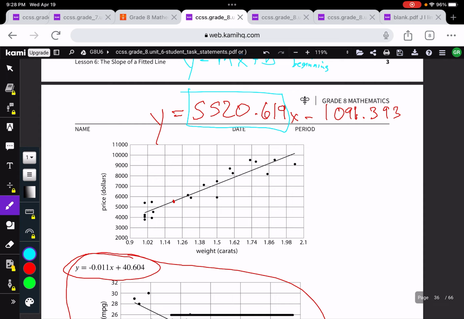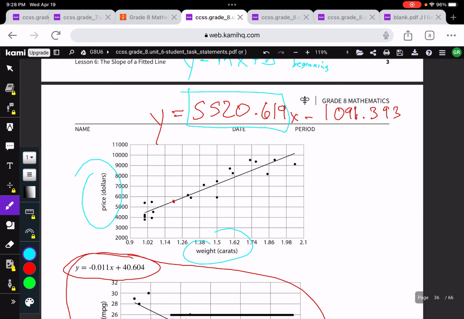So, guess what? What is the slope? 5520. There it is. That's the easy part. Well, kind of, sort of, once you remember that the number that's attached to the x is the slope. And the slope gives us a rate. It's a rate of change. It's a unit rate. It's something per something. And the slope always has to do with the price and the weight.